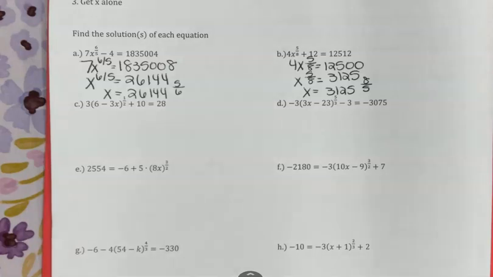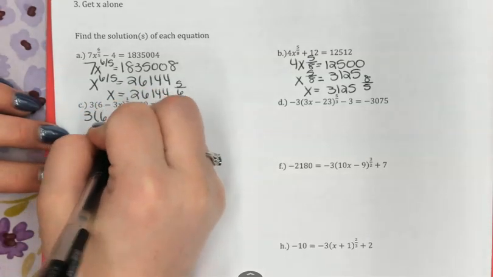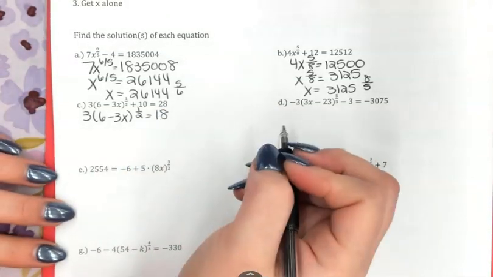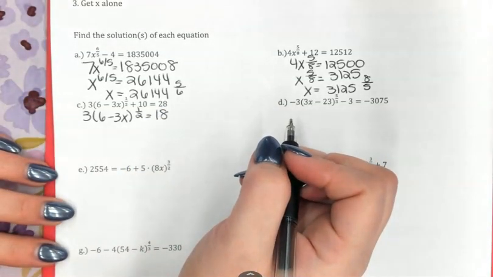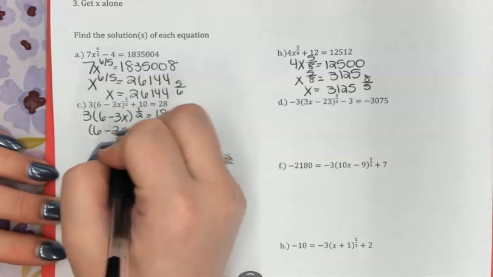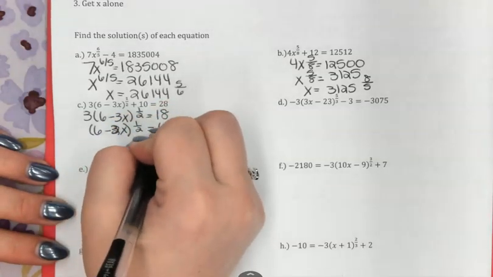Okay, moving on to C. First, I need to subtract 10. So that is going to be equal to 18. Then I'm going to divide both sides by 3. So 6 minus 3x to the 1/2 power is equal to 6.